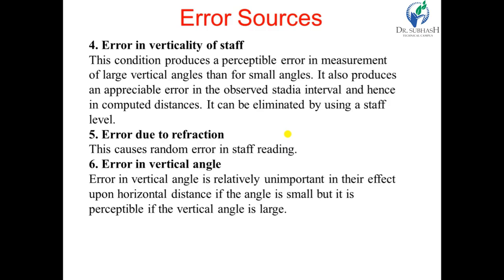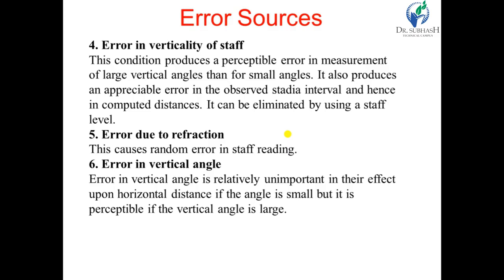Error in verticality of staff. This condition produces a perceptible error in measurement of large vertical angles. It also produces an appreciable error in the observed stadia interval and hence in computed distances. It can be eliminated by using a staff level.